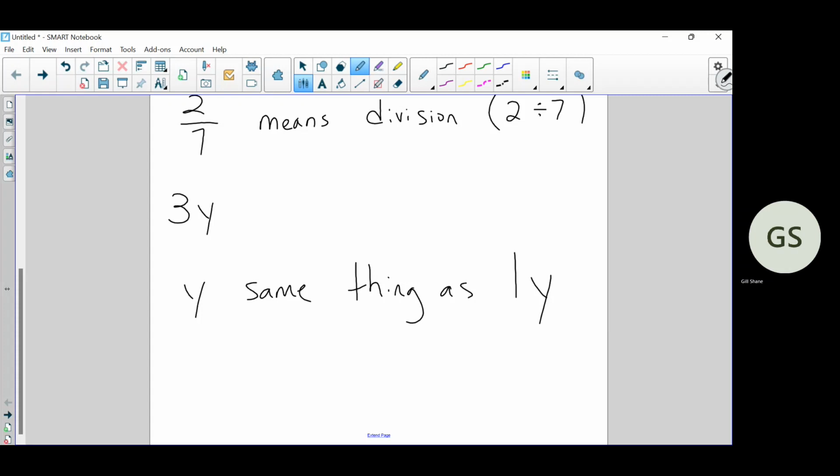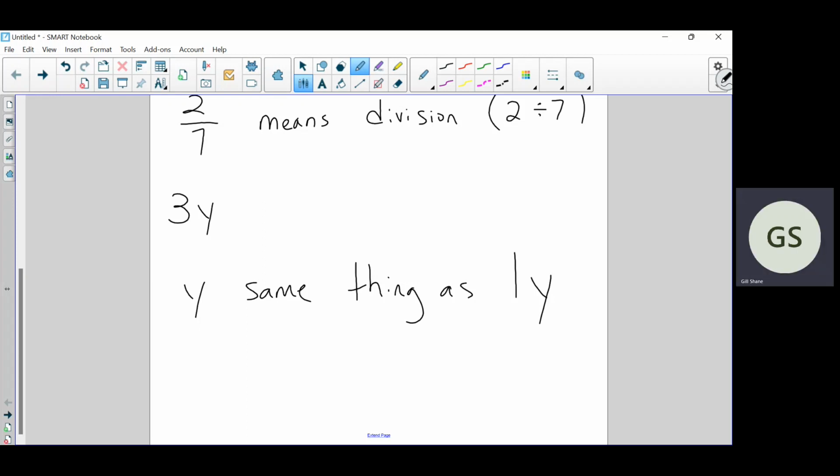So there's two things I'm going to tell you that 3y means. You really just have to understand one of them. So if one of them makes sense to you, you can pretty much just use that one. If you understand both of them, that's fantastic. Solving equations won't be too bad at all for you.